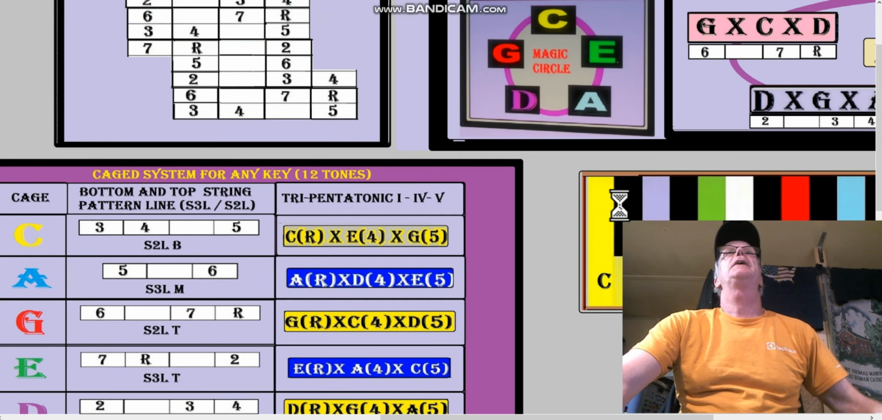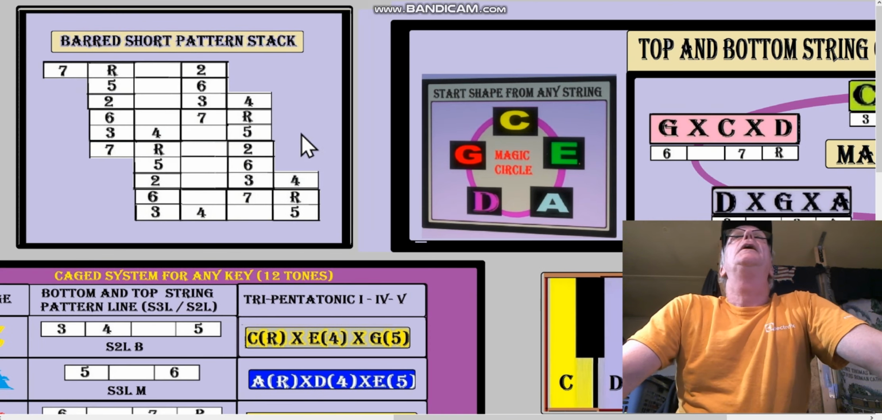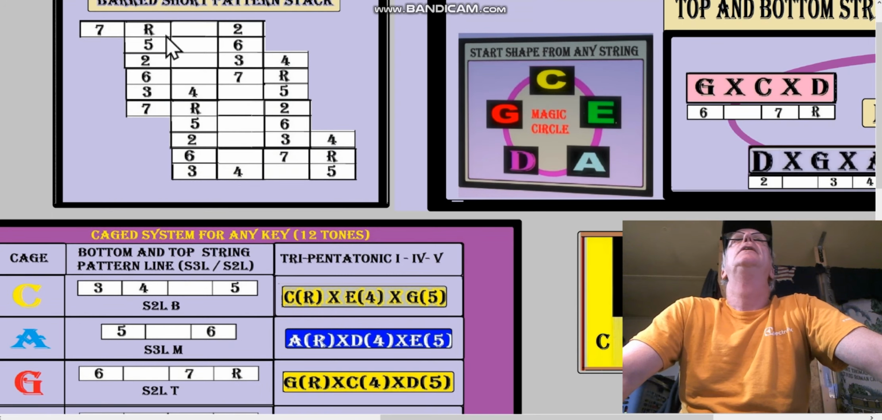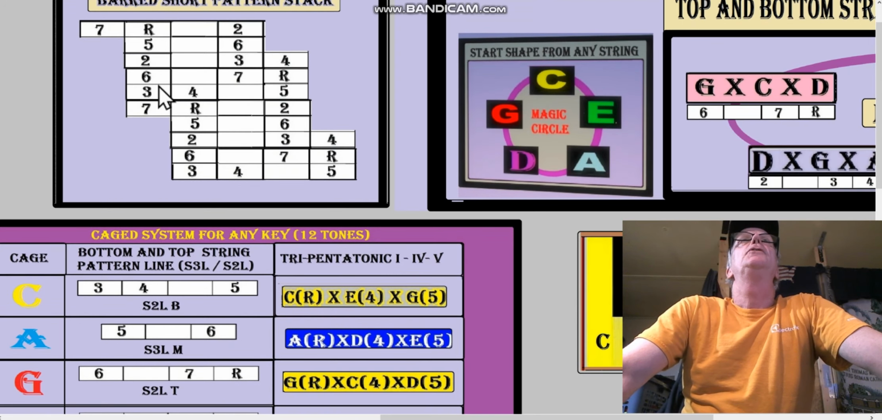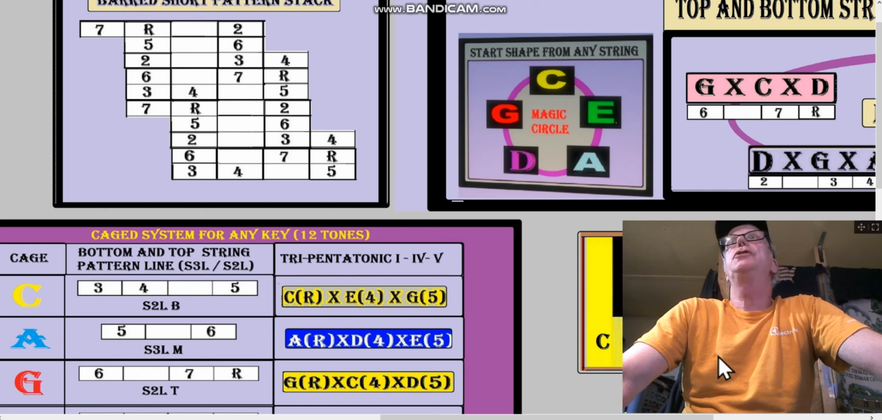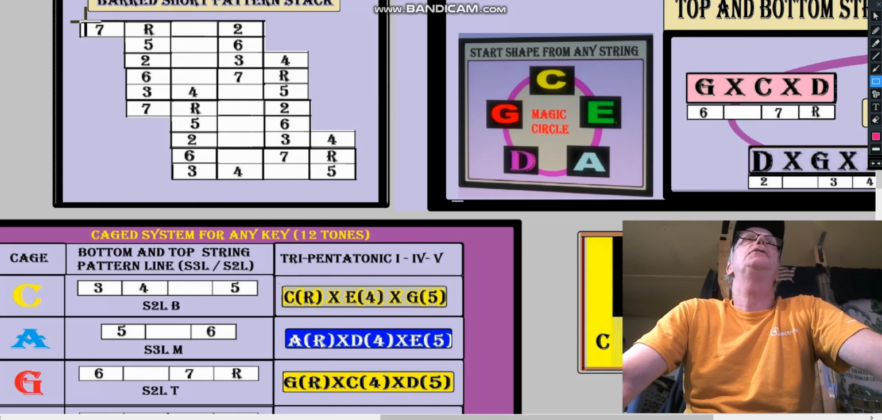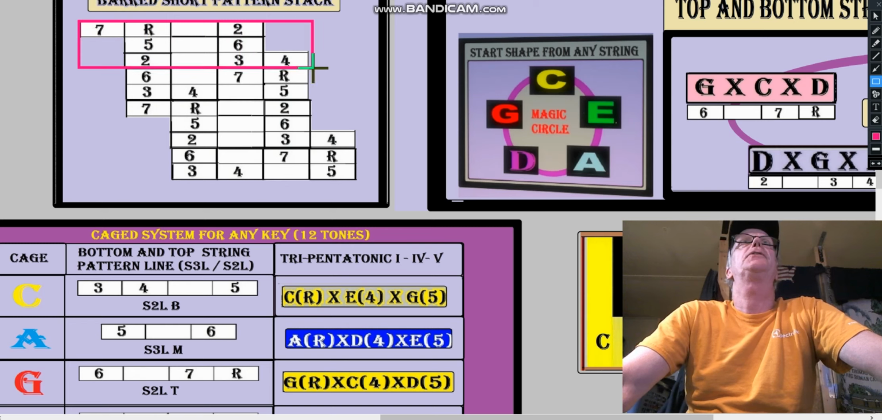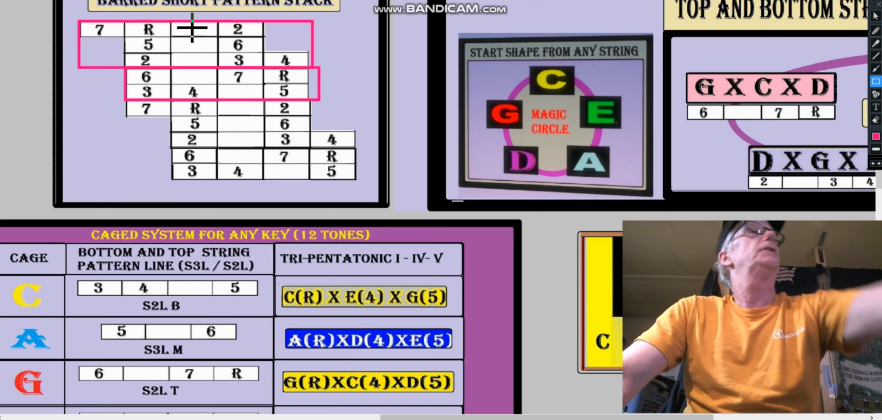Now let's look at the magic circle. And I want you to look at these again. Okay, so remember, these are your two pentatonic patterns that you're going to use to build your scales, pentatonic or diatonic or anything, because you got all the notes in here. You got 2, 3, 4, 5, 6, 7 root, 2, 3, 4, 5, 6, 7 root, 2, 3, 4, 5, 6, 7 root 2. You got it all.